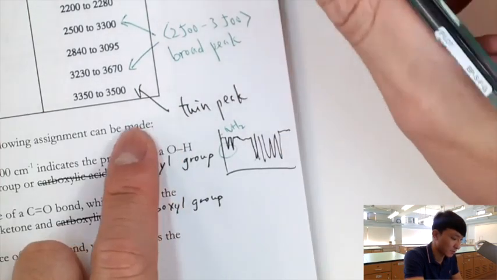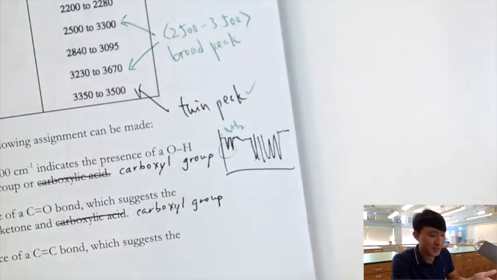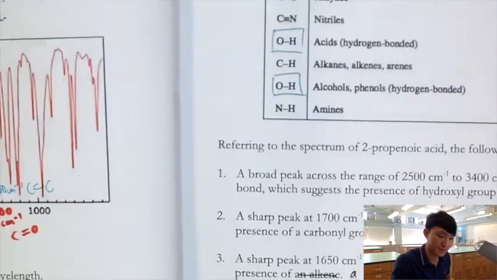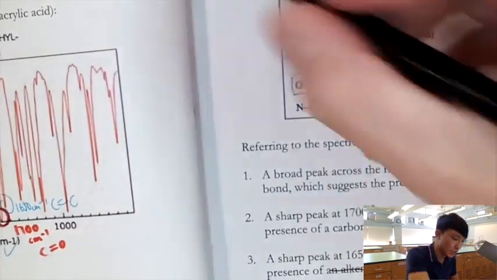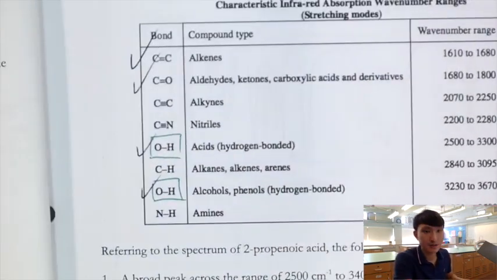Okay, which is corresponding to this one. That means if you see a twin peak over there, that has to be amine. It has to be amine. But very rare, to be honest, very rare. Most of the time it is these 3. So pay extra attention to this. Okay. All right.